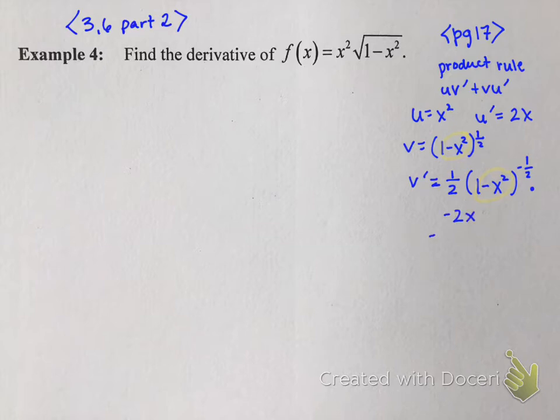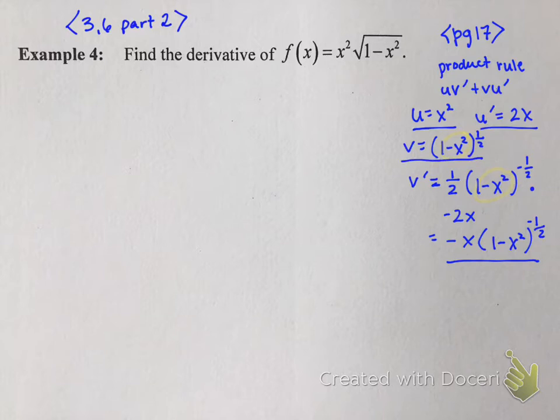Okay, so I'm going to put the pieces together here. 1/2 times 2 is 1, so I get negative x times 1 minus x squared to the negative 1/2 power. All right, that's what the derivative is of v. Okay, so once again, I'm going to underline these just so we can see them a little bit clearer.